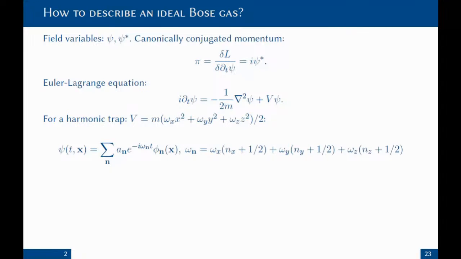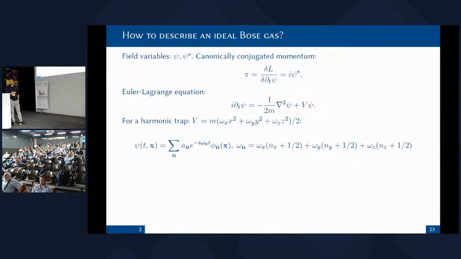And our wave function is written in a rather general form by expanding in a complete set of field modes. So this is just Fourier analysis of our variable. And this ω_n here, where n is a three-dimensional vector with natural entries, okay? And these ω_n's are just this quantity that is appearing here.